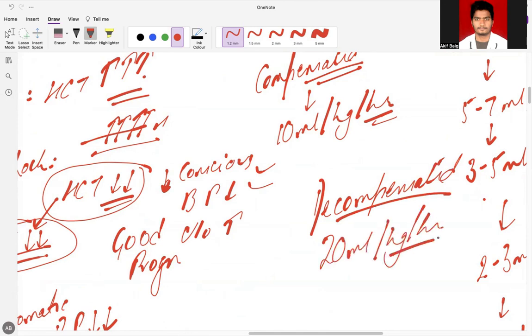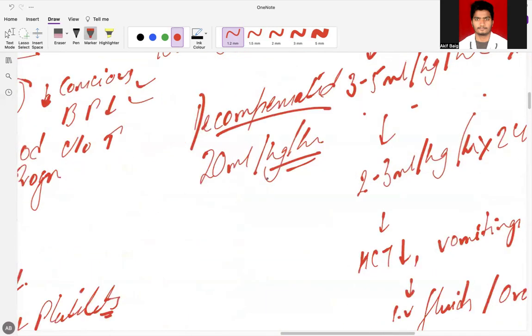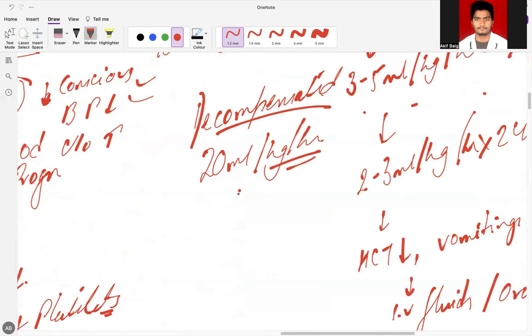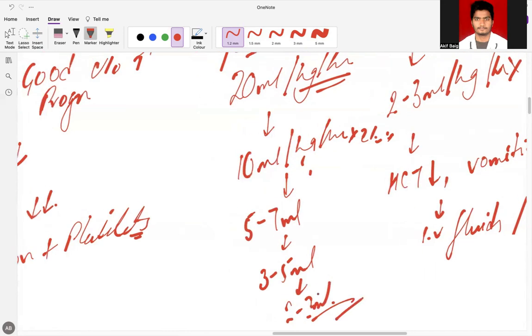Based on response, you can taper as we discussed for the moderate case, like from 20 ml per kg per hour. If PCV is improving and the patient is clinically better, then you come down to 10 ml per kg per hour for another 2 hours. If improving, then to 5 to 7 ml, then to 3 to 5 ml, and then to 2 to 3 ml. So this you can continue.